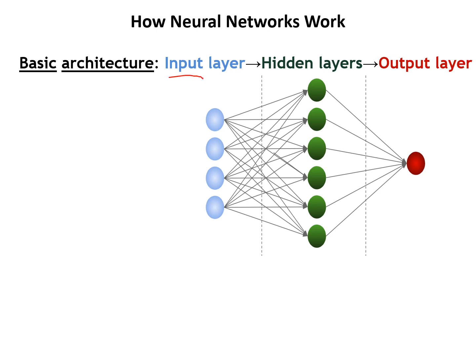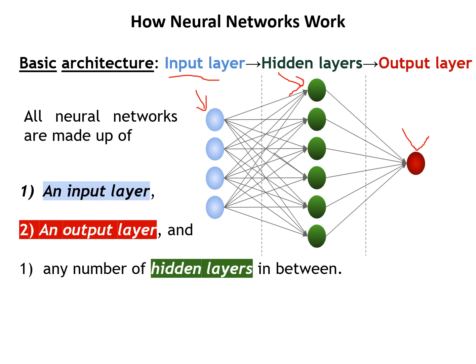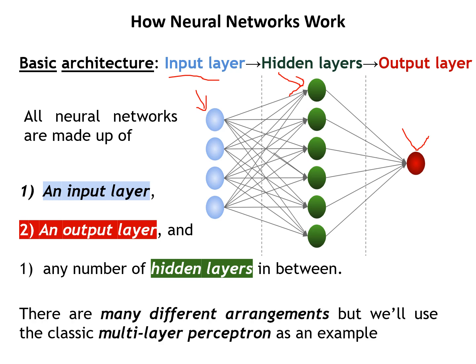Here you see an input layer, here in blue. Here you see the hidden layers, and they could be several layers, like in the AlexNet that we talked about before. And here you see the output layer. Remember, all neural networks are made of three main components: input layer, output layer, and any number of hidden layers. In this case, we only have one.